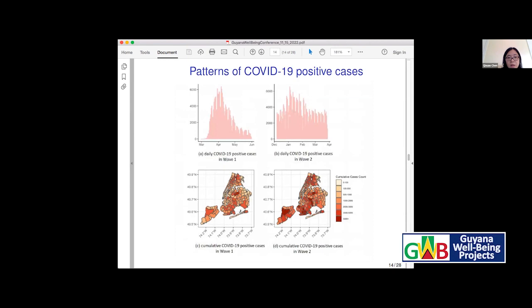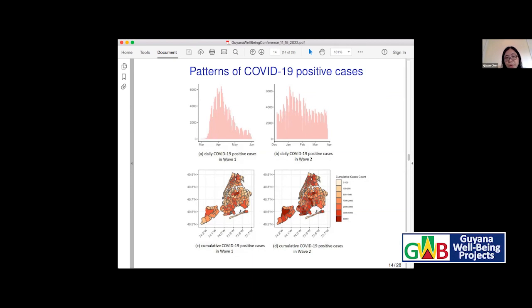This shows the pattern of COVID-19 positive cases. The top two plots are the daily measure of the count, so across all the neighborhoods, the total number of cases across time. Part A is for wave 1, so it's from March to the end of May in 2020. You can see the peak in April for the cases, but by the end of May, it was almost gone.